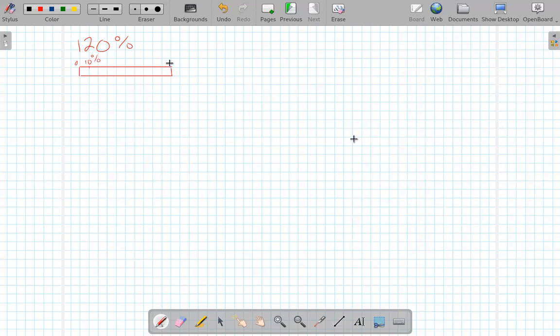That's 0. This one right here is 100%. And if I want to see 120%, I need to go out farther. So another 10, 20. So if I extend this out a little here, then this endpoint here is my 120%.